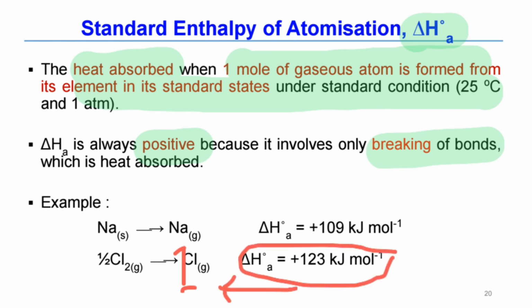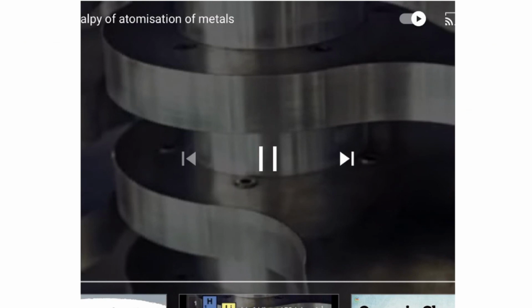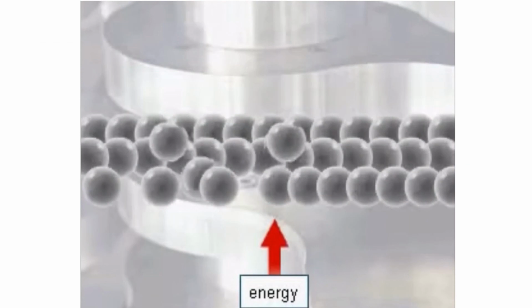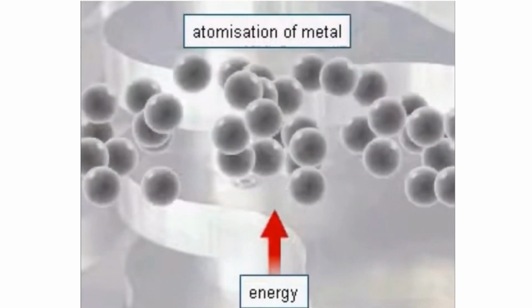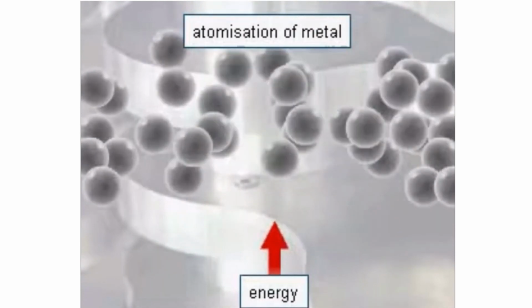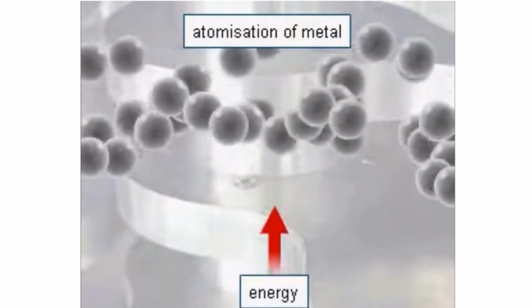The atomization of metals involves the changing of a solid metal into free metal atoms in the gas phase. It is an endothermic process, since energy is required to break the strong bonding existing in a crystal of metal.